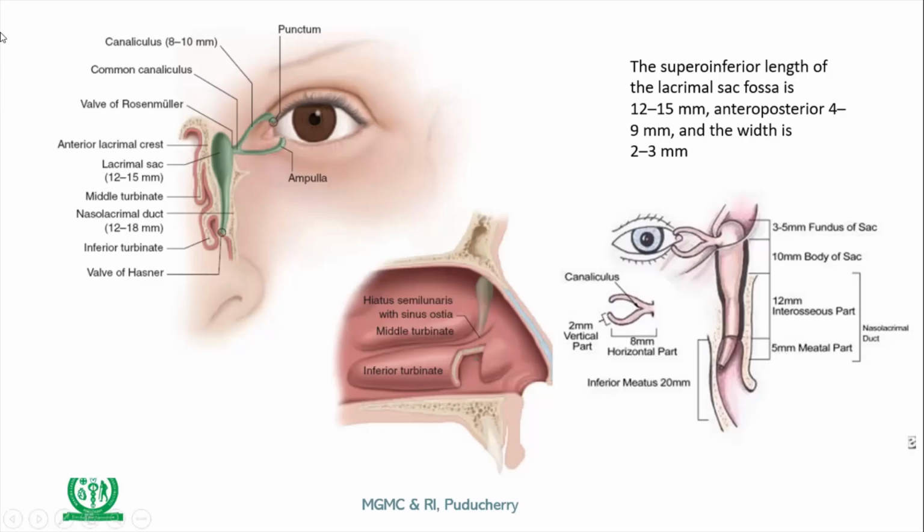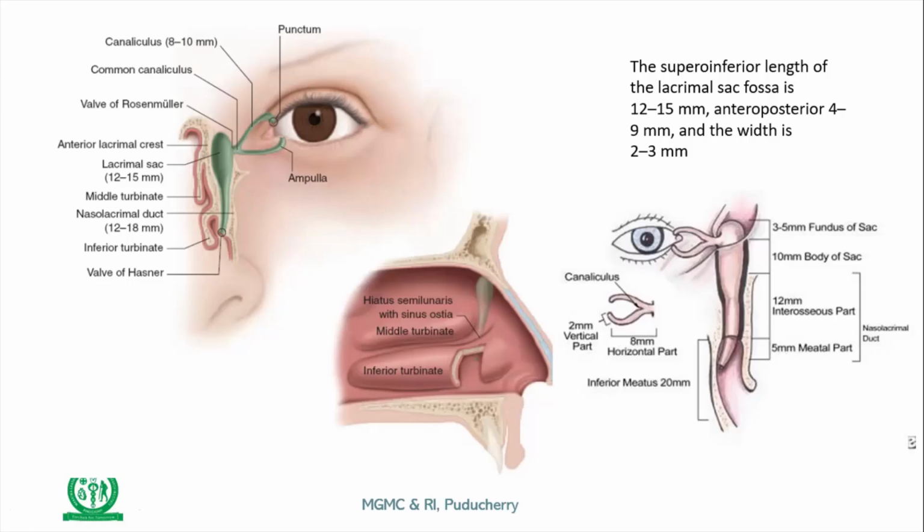The second thing is the canaliculus part, which has a vertical part and a horizontal part. The vertical part is 2 mm and the horizontal part is around 8 mm. At the junction, there is a dilatation called the ampulla of the canaliculus. Both the upper and the lower canaliculi meet at the common canaliculus before entering into the lacrimal sac. Now the lacrimal sac is present at the lacrimal fossa, and the medial canthal tendon is an important landmark here, which helps us to identify the sac.